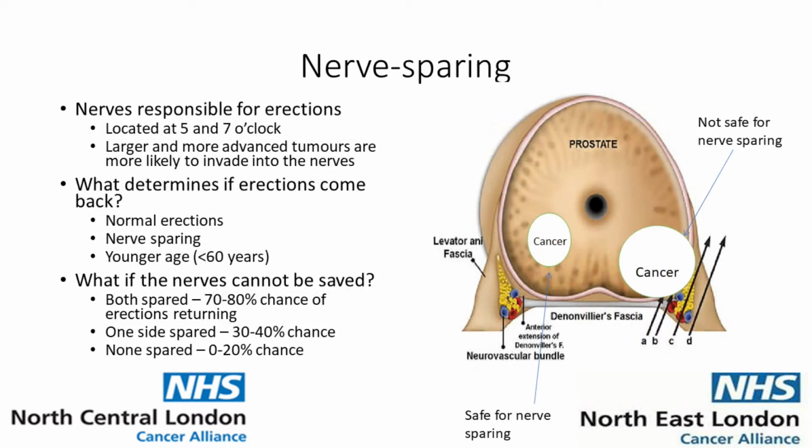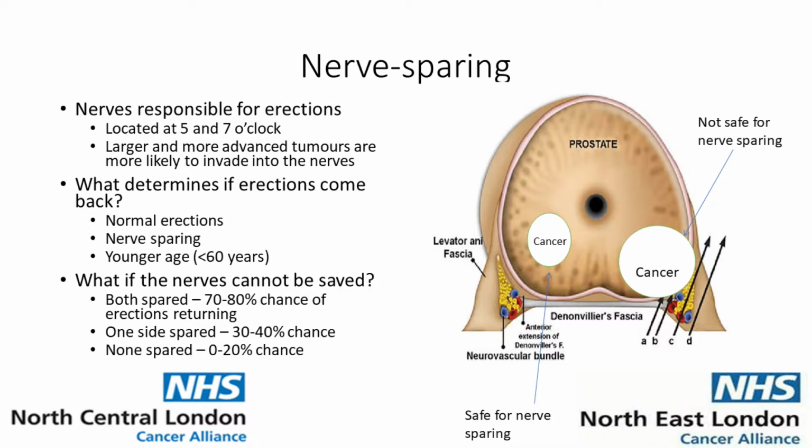At the surgical planning meeting, the doctors will decide whether they will be able to spare the nerves responsible for erections. These are located at around 5 and 7 o'clock around your prostate. The larger tumours or cancers are more likely to invade the nerves. Things that can affect whether the erections come back after the surgery are if you have normal erections before the surgery and whether the nerves are able to be spared. This will be dependent upon where the cancer is, as you can see from the diagram on the right.